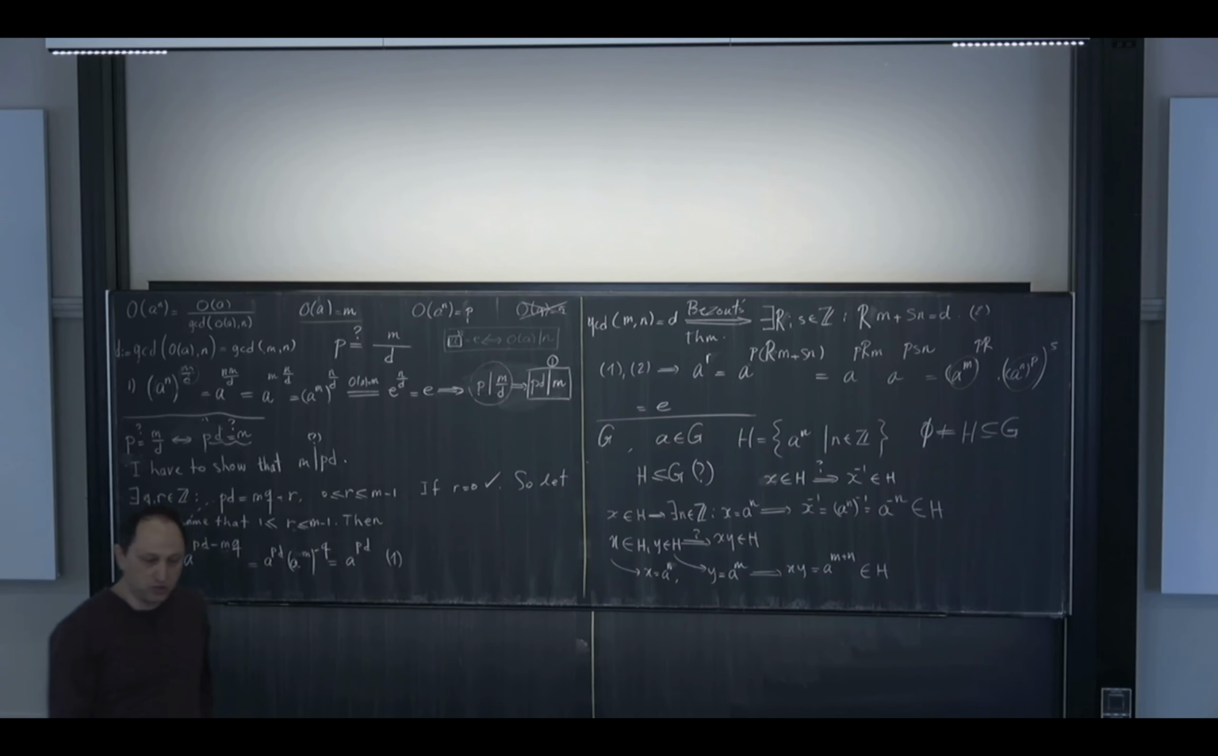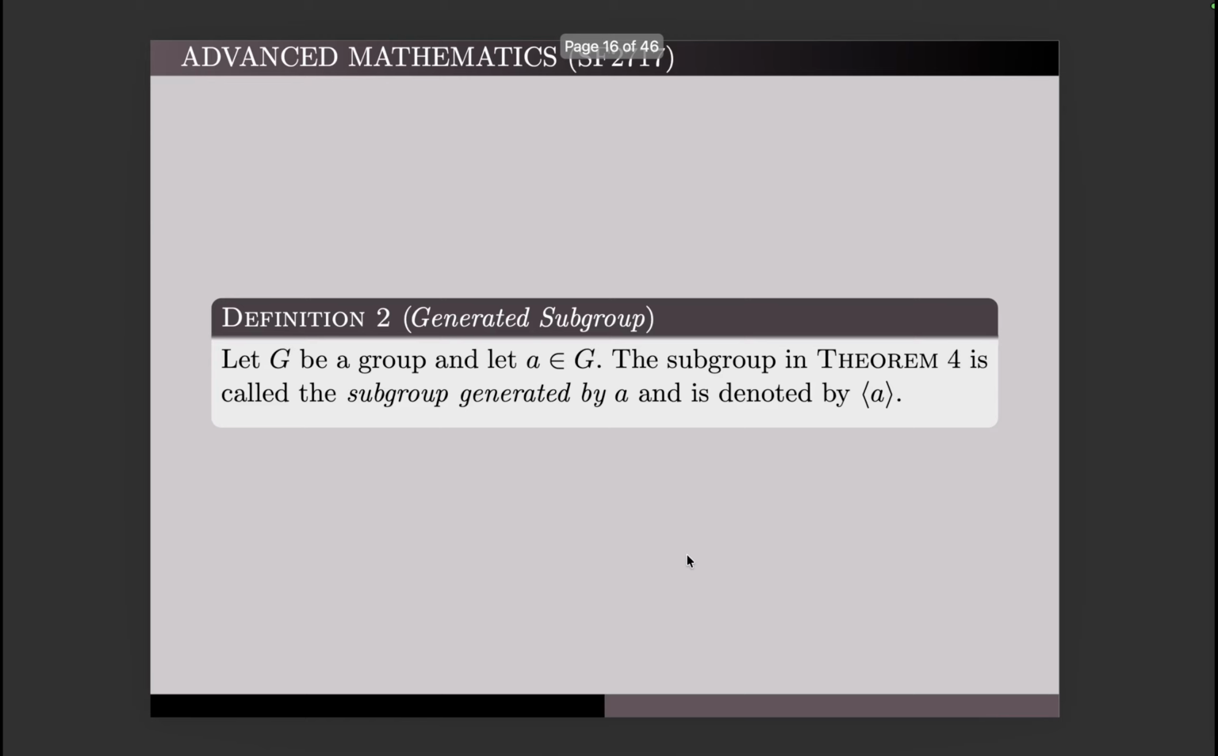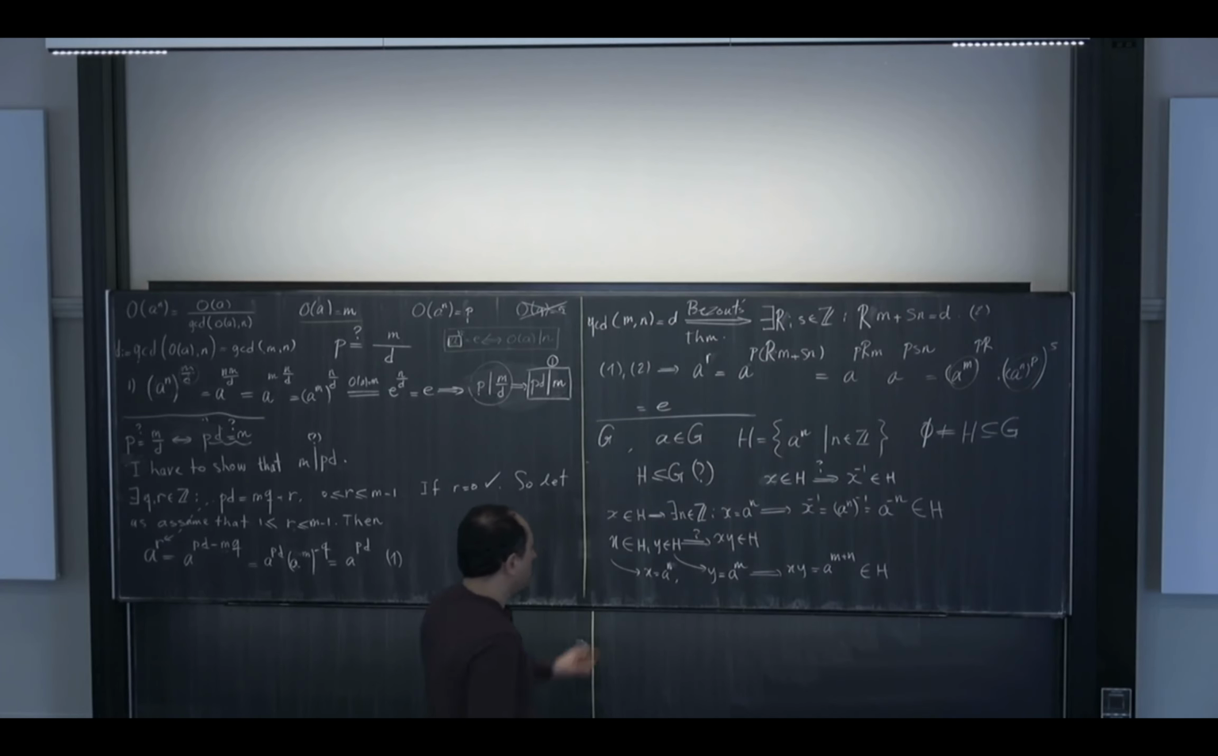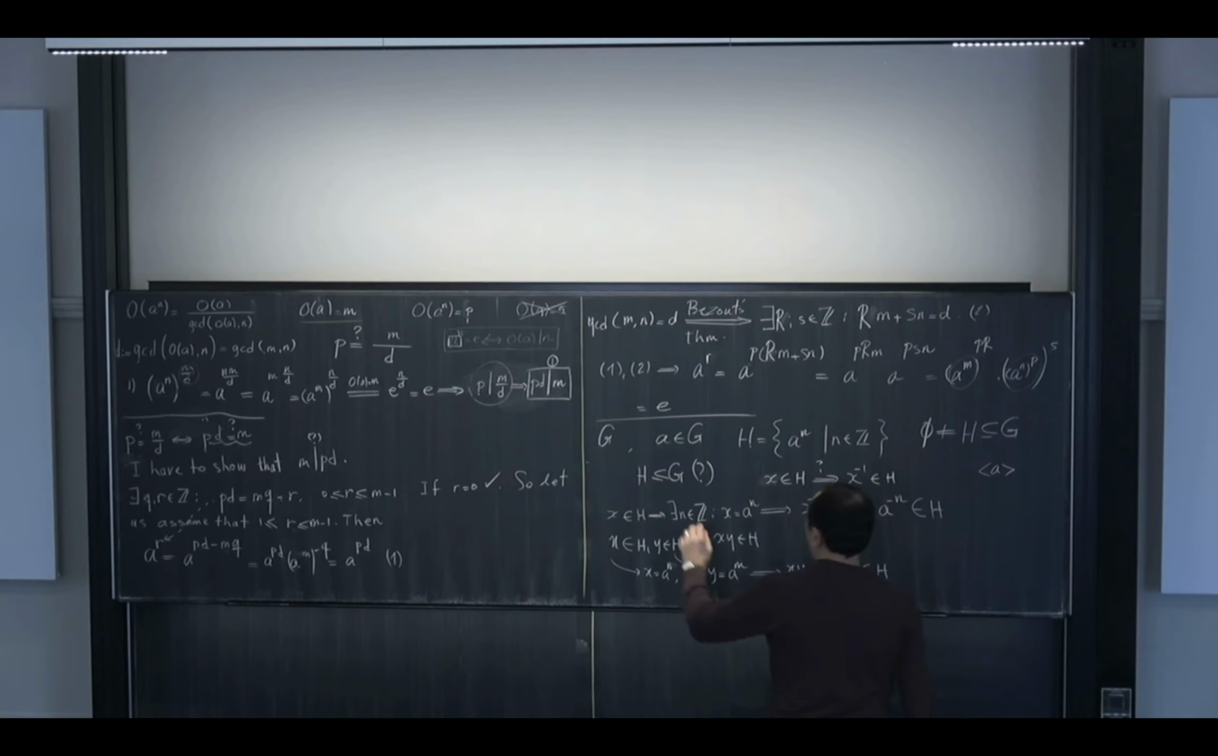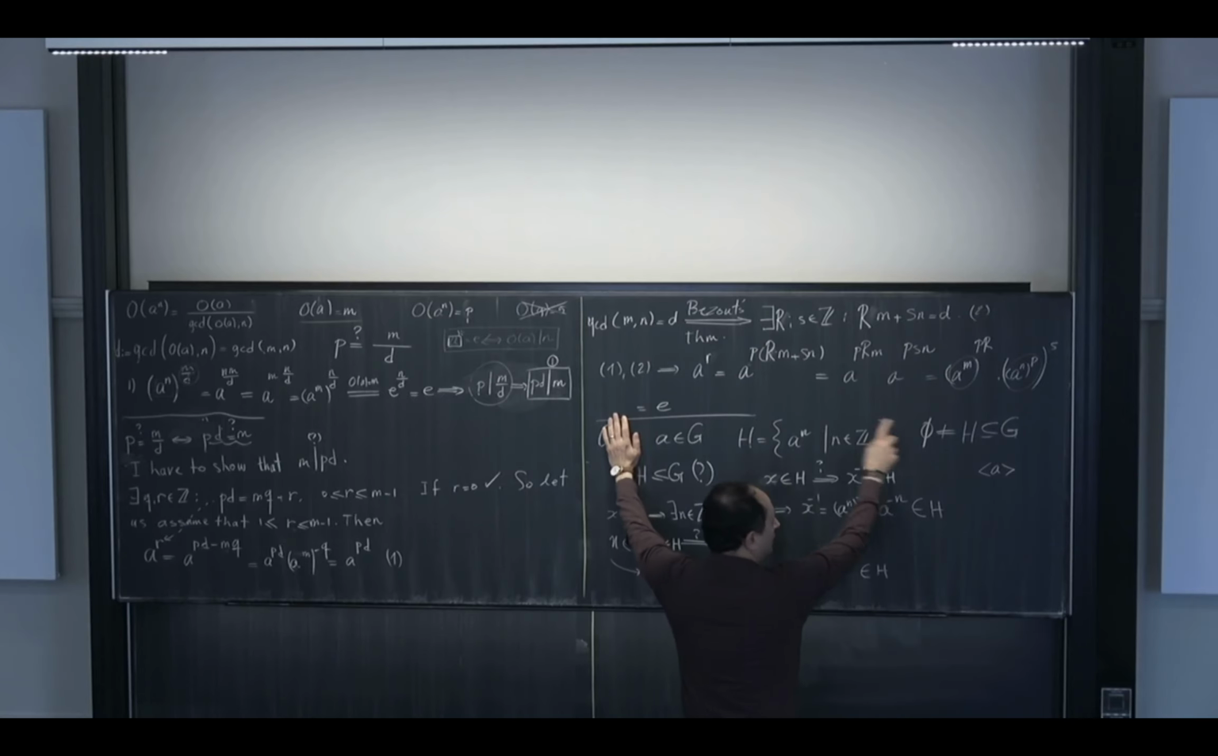This subgroup is important. We give it a name. This is called a generated subgroup. Okay? So let G be a group, and let a belong to G. The subgroup in theorem 4, the last theorem, is called the subgroup generated by a, and we have a symbol for it. It is denoted by these angle brackets around a, yes? Is that clear? So this is a subgroup, but instead of writing it with just H, we write it as the subgroup generated by a.